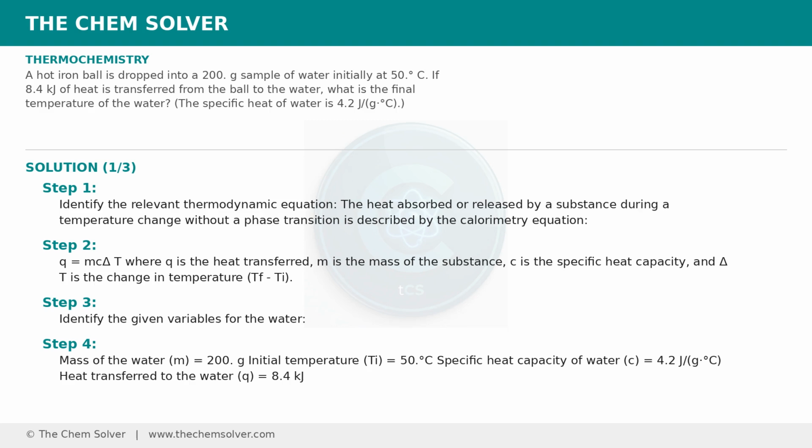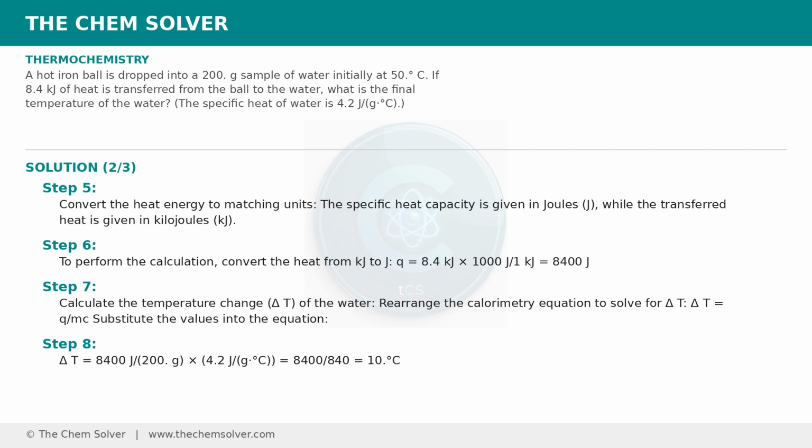Identify the given variables for the water. Mass of the water, m, equals 200 g. Initial temperature, Ti, equals 50 degrees Celsius. Specific heat capacity of water, c, equals 4.2 J/g times degrees C. Heat transferred to the water, Q, equals 8.4 kilojoules.